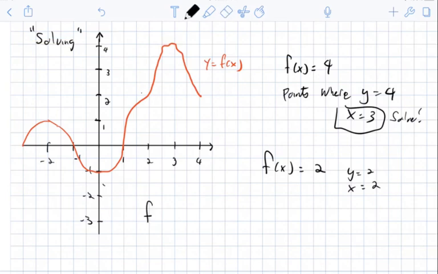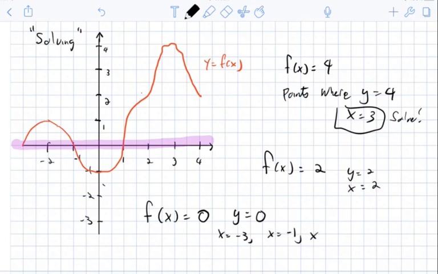So, for instance, roots are great. Roots are when the line is equal to 0. So where is y equal to 0? You just draw a horizontal line across it, and you just read off the points. It's equal to 0 when x is equal to -3, x is equal to -1, and x is equal to +1.